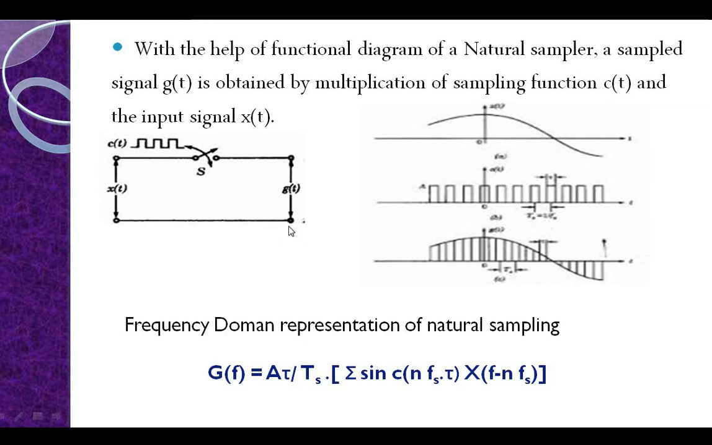How will you get that? When your switch is on, the output of the circuit will produce the instantaneous values of M of t and the train of pulses. When both are on, they will be multiplied and you will get the output over here. Whenever the switch is off, the output will be 0, and mathematically it is defined as 0 only. So whenever your switch is on, you will get a sampled signal, that is X of t into C of t.